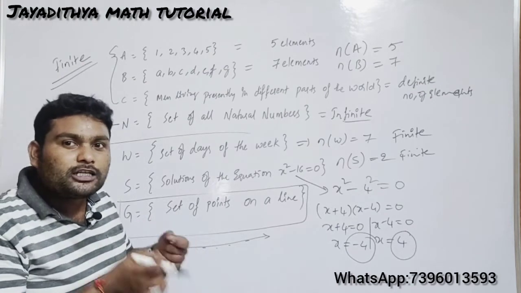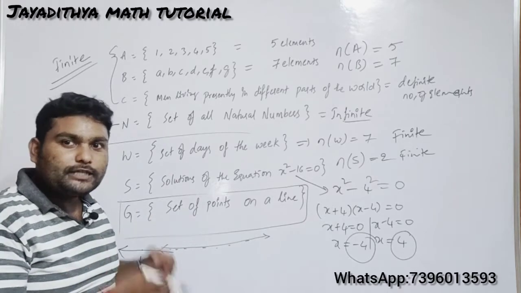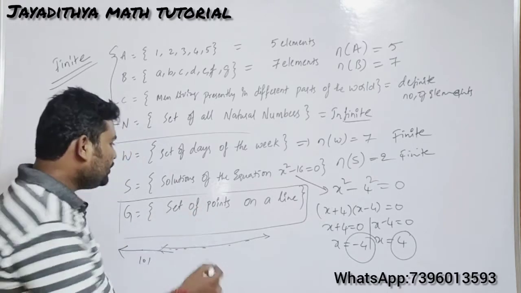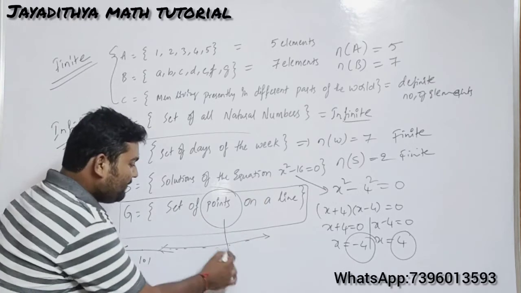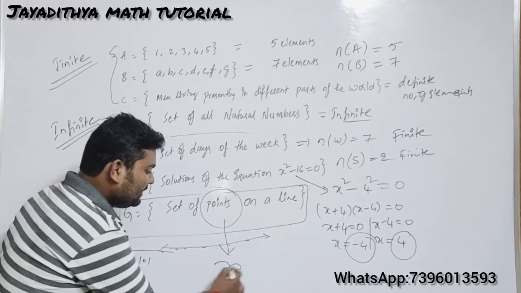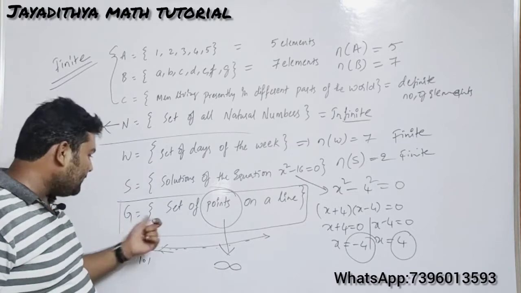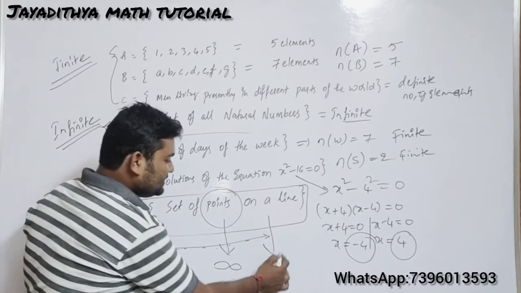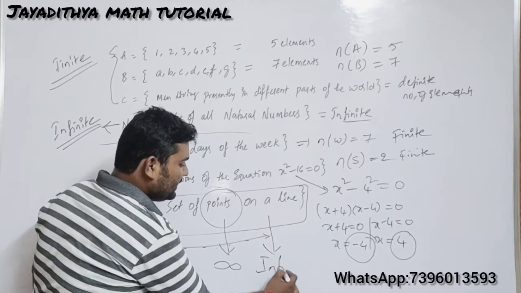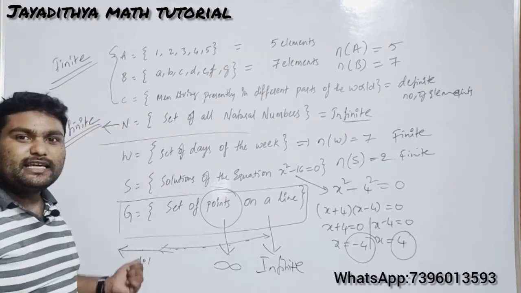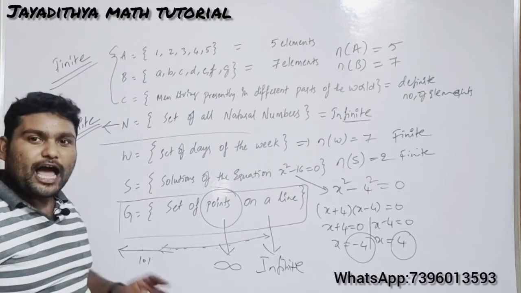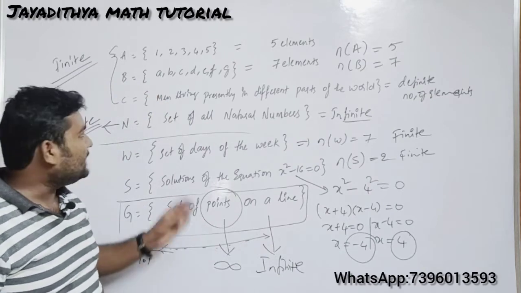Therefore we cannot count the number of points on the line here. So a set of points on a line means we will be having how many points? We will be having infinite points. Therefore, what kind of set is G here? The set G is nothing but infinite. Clear? So what kind of set is G here? G is an infinite set. I hope this concept is clear for you, right?